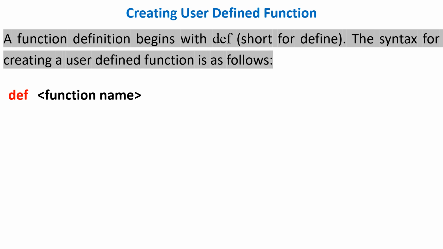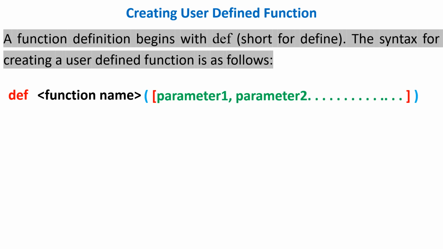Then after that, within the parentheses, you write a parameter list. Here I have written the parameter list in square brackets. That means it is optional. Optional in the sense what? If the function needs parameters, then you need to write the parameters. If a function does not accept any parameter, then it will not have any parameter name. For that purpose, it has been written in square brackets.